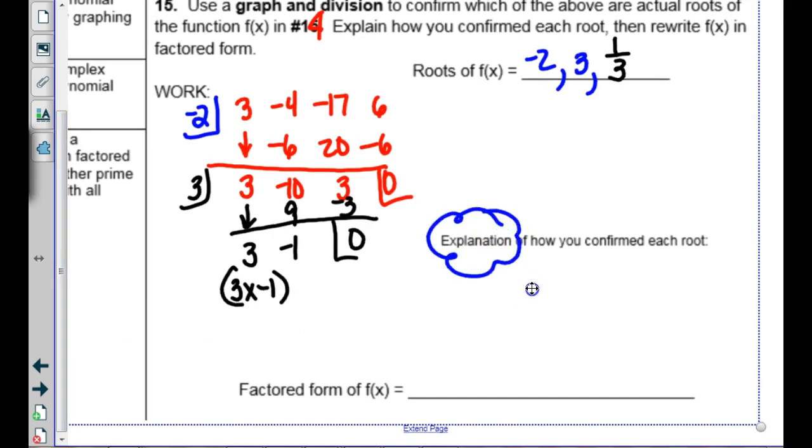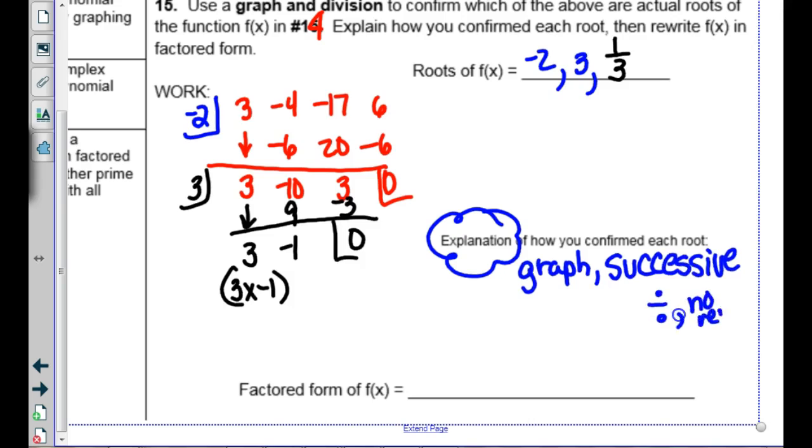This is worth credit. How did we confirm the zeros? We graphed and then we did what? Successive. And I don't even care if you don't say synthetic. No remainders, right? You can write a pretty fancy explanation, but there's my little cheap shot, okay? We graphed it, we did successive division, there was no remainders. That's what that's supposed to say. No remainder, okay? So the factored form was x plus 2, x minus 3, and 3x minus 1.